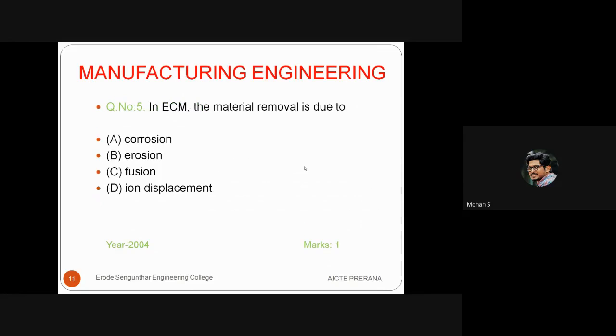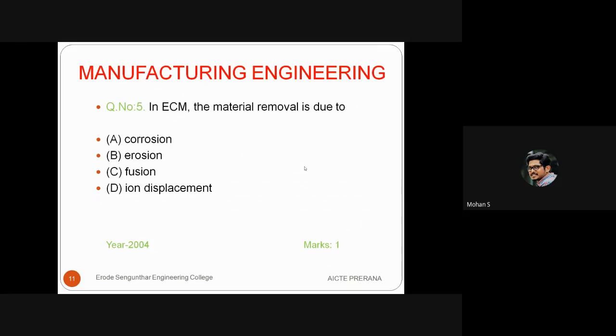So coming to the fifth question, what subject does it come from? ECM is from your unconventional machining processes. Okay, this also comes under manufacturing engineering. Okay, so let us move on to the fifth question. So here is the fifth question. In ECM, ECM means electrochemical machining. The material removal is due to, okay, what is responsible for metal removal? That is the question.